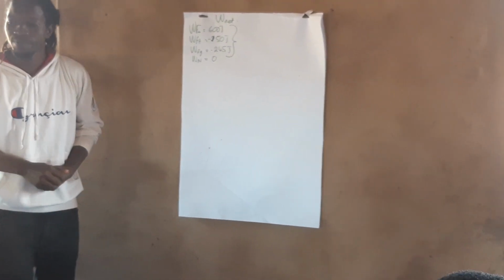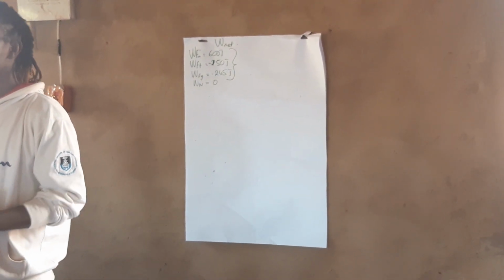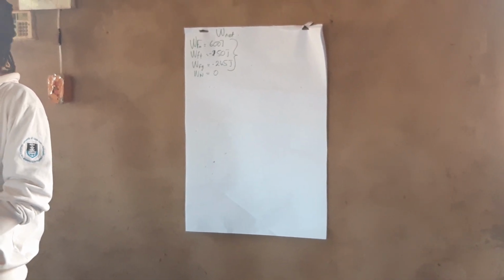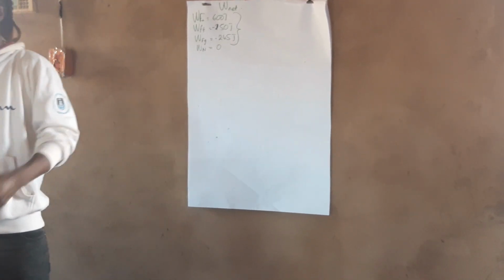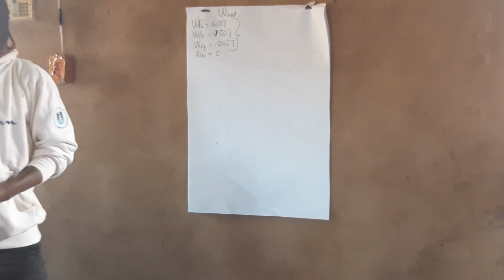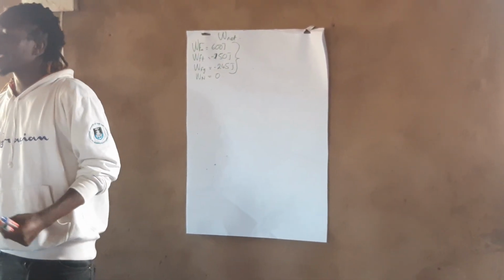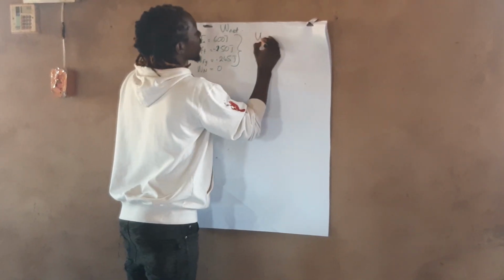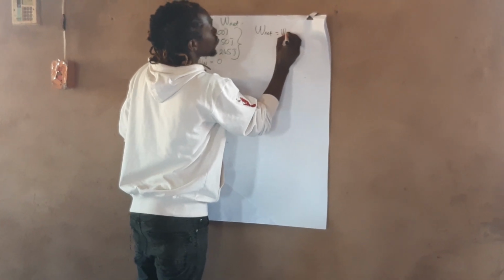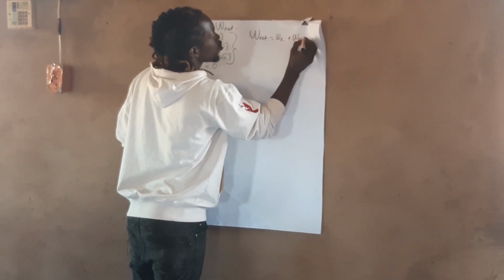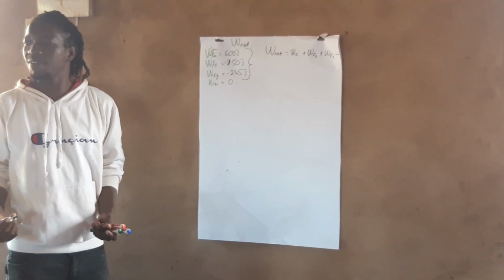Let's finish this. So now we are focusing on the work done by all of the forces. What do you think we should do? We should just add the work done by all of the forces. So this is work net. There are two ways we can find our work net. Our work net can be expressed as work done by force 1 plus work done by force 2 plus work done by force 3 and so on, depending on how many forces you have.